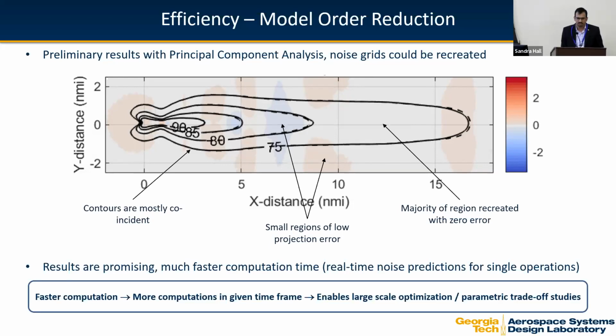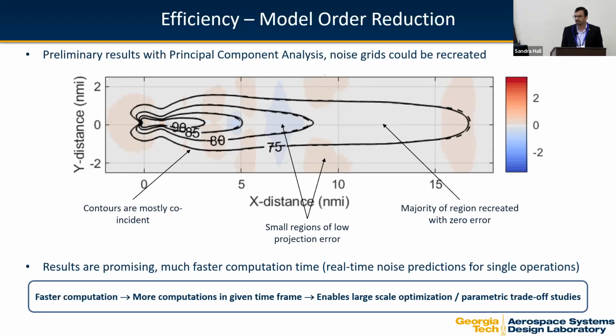And the big advantage is that this is a very fast computational technique. We are reducing the number of quantities by almost 1,000. So as you can see, we have real-time predictions for single operations. And the speed itself is impressive, but what's more impressive is what you can do with it. Because it's a lot faster computation, if you have a given amount of time to do something in, you can do a lot more computations and you can evaluate a lot more scenarios.